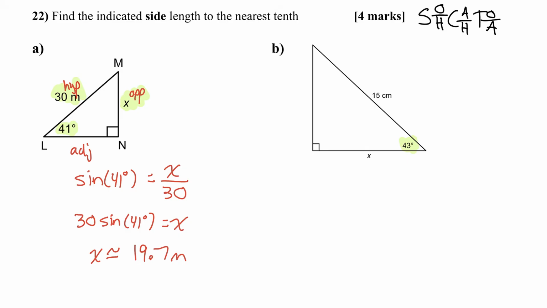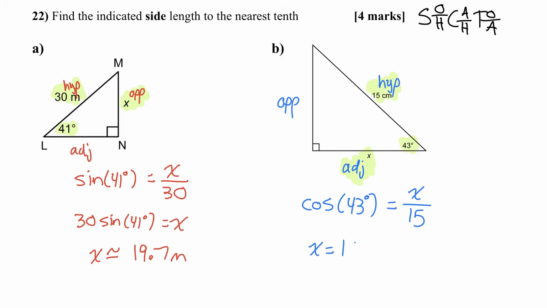If we move to the triangle in part B, the reference angle is down here, it's 43 degrees. From that 43 degree reference angle, I'll label opposite, adjacent, and hypotenuse. We're looking for the adjacent side, and we know the hypotenuse. The ratio that involves adjacent and hypotenuse is cosine. So I can say that cosine of 43 degrees is equal to the adjacent side, x, divided by the hypotenuse, which is 15. Isolate x by multiplying the 15 to the other side. We have x equals 15 times cos 43, and that's about 11.0 centimeters.